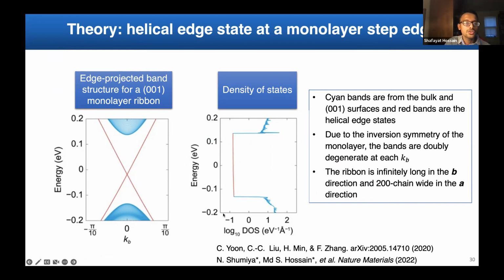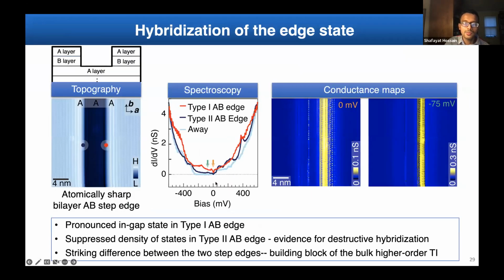From the edge projected band structure, there is an edge state where the Dirac point is rather close to the Fermi energy, and there is a very large bulk gap. Although there are some differences, because here the Fermi level is right in the middle of the gap, versus in the experiments it's more towards the negative side.